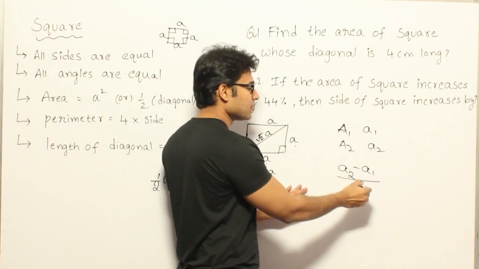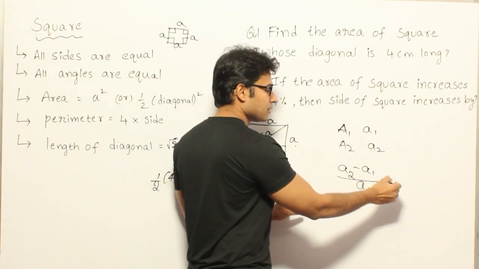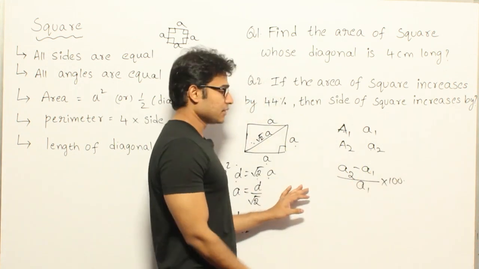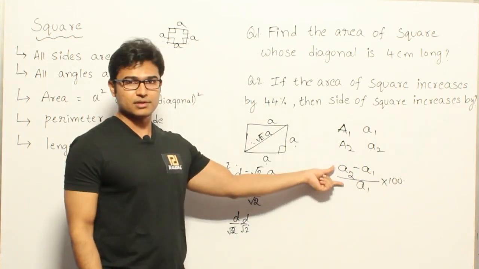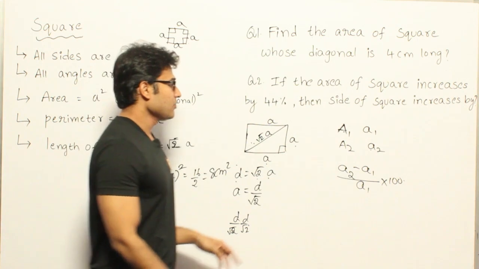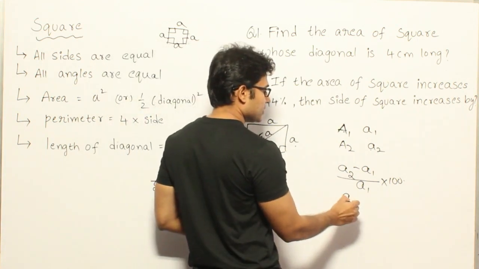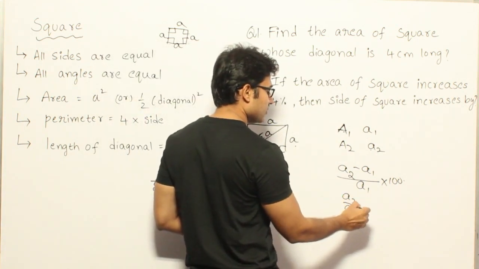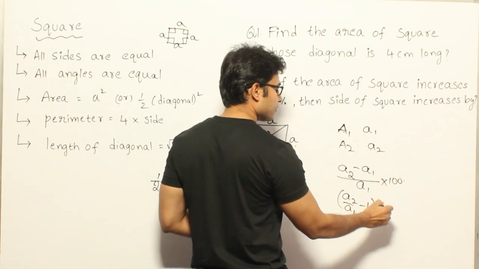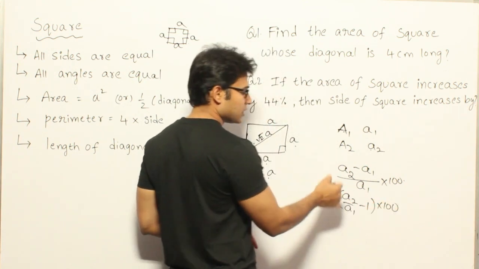So initial one is a1 into 100. This is what you want, isn't it? This is the percentage change in the side. Now if you observe this, it can be written as (a2 by a1 minus 1) into 100, right? So if you can find out this ratio, it is enough.